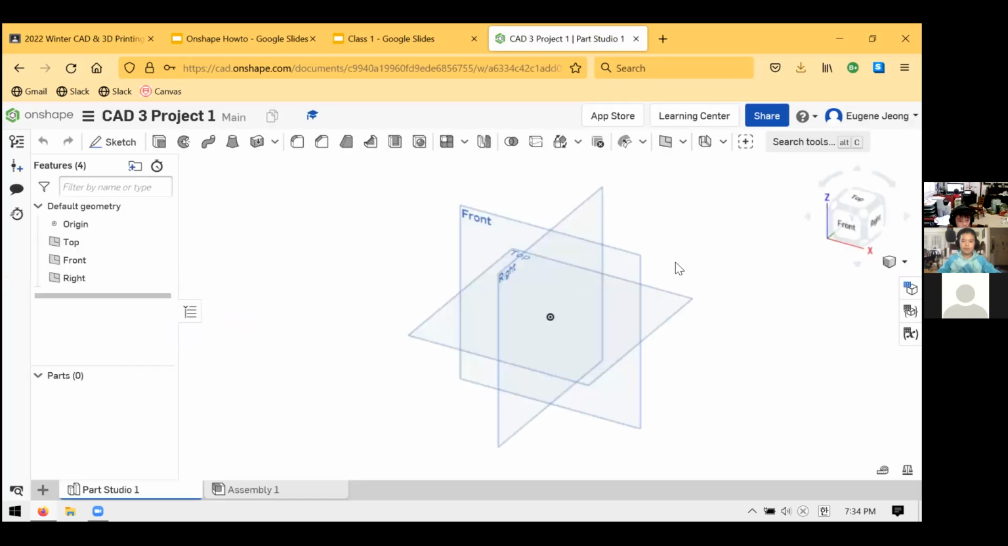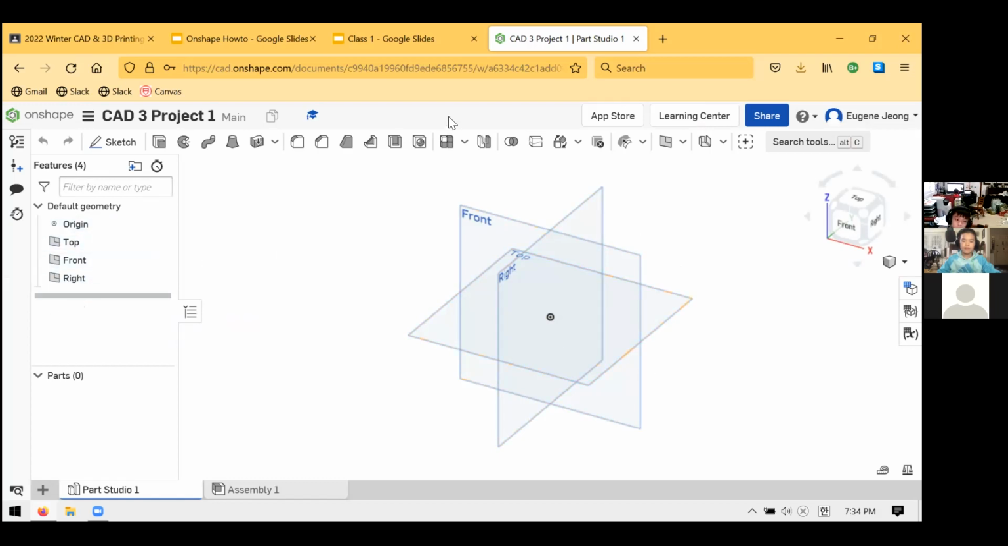Now this is where it all begins. This is where we really get into the CAD. And what we have here is the CAD workspace. So here is where your model will show up once you start to create the model. On the left is your feature tree, your history.